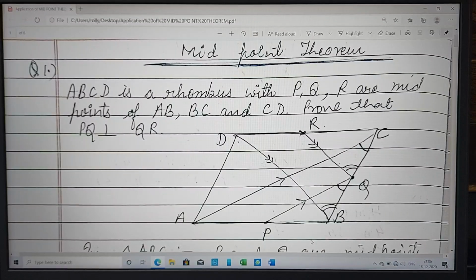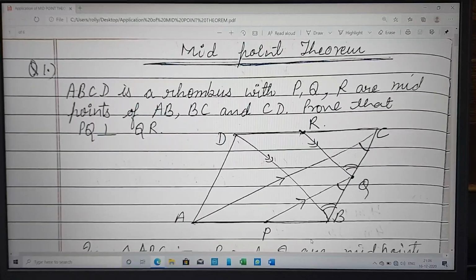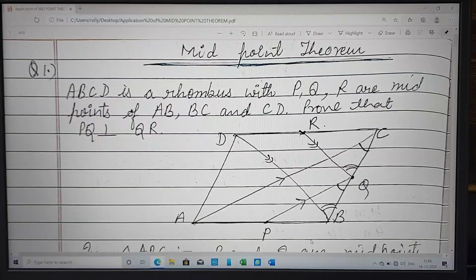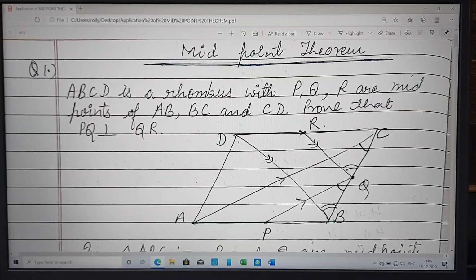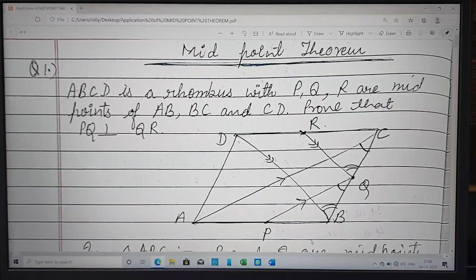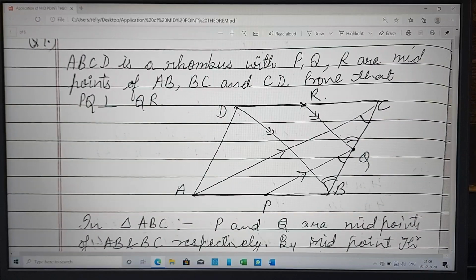So I'm going to pick up the first question. ABCD is a rhombus with P, Q, R as midpoints of AB, BC and CD. We have to prove that PQ is perpendicular to QR. First of all, we have to see here that ABCD is a rhombus.